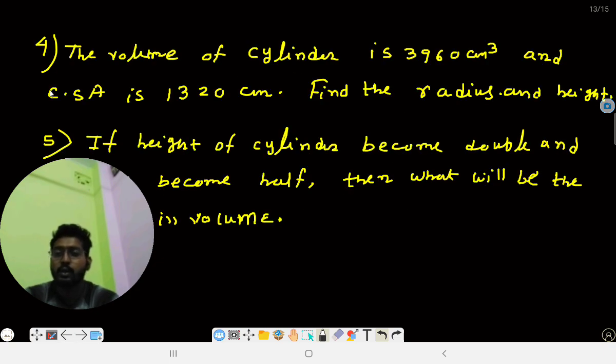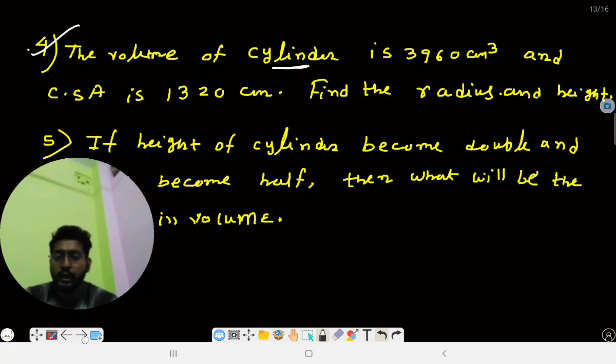Now question number 4. The volume of the cylinder. Now this is the problem of cylinder. Volume is given and curved surface area is given, that is 1320. So the two values are given. First is volume. Here the volume is given 3960.